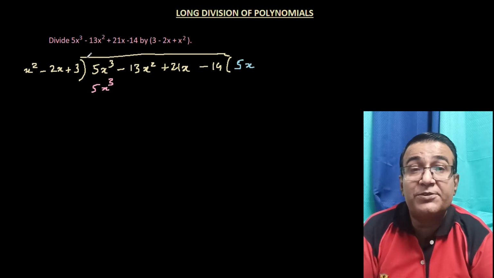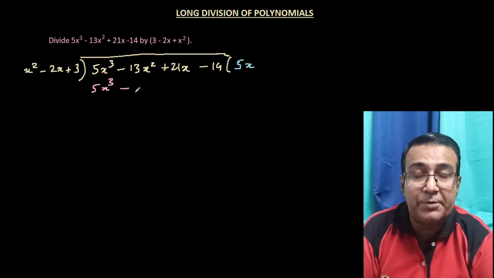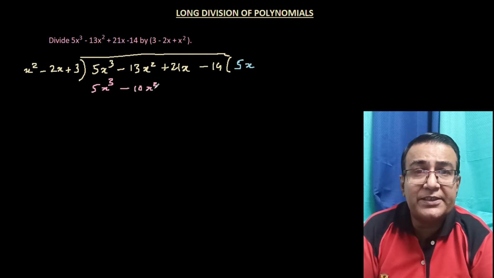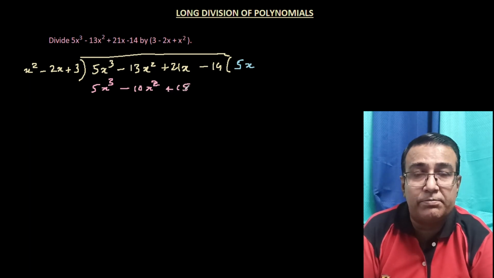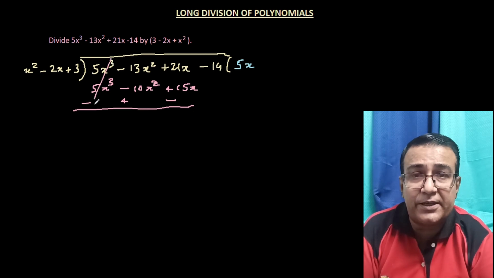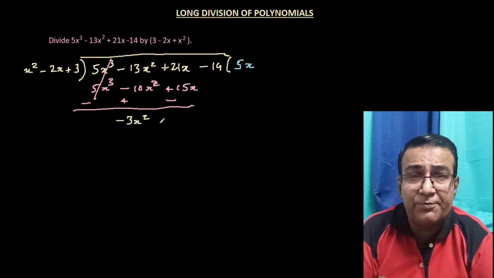Then 5x times negative 2x gives us minus 10x squared. Write that below the x squared term. And 5x times 3 gives us 15x. So write that below the x term. Then we have to subtract it, so we change the signs. This becomes negative, this becomes positive, this becomes negative. The 5x cube and 5x cube get cancelled out. Minus 13x square plus 10x square gives us minus 3x square, and 21x minus 15x gives us plus 6x, and we can bring down the minus 14 as it is.